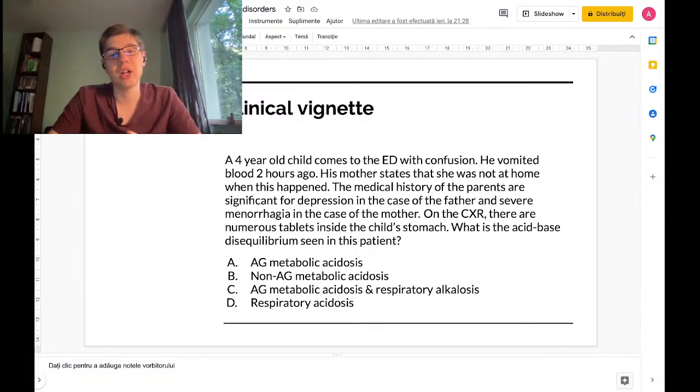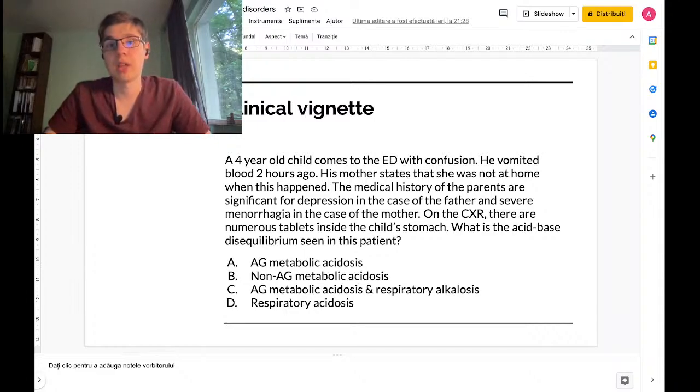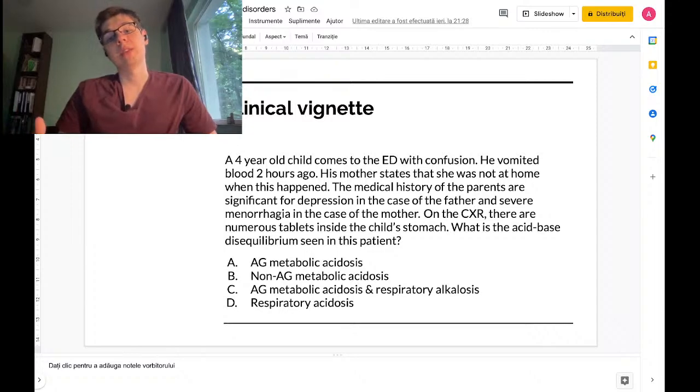Firstly, we have a child that vomited blood. We have the medical history of the parents. The father has depression, but we have no medication that would give hematemesis due to depression. But we have the mother who has severe menorrhagia. A mother who has severe menorrhagia is usually prescribed iron tablets to prevent further iron deficiency anemia. Also, it is known that normal doses of iron tablets might be toxic for children. The last detail is the fact that the tablets are radiopaque on the X-ray. This is the only way we can see tablets inside someone's stomach.